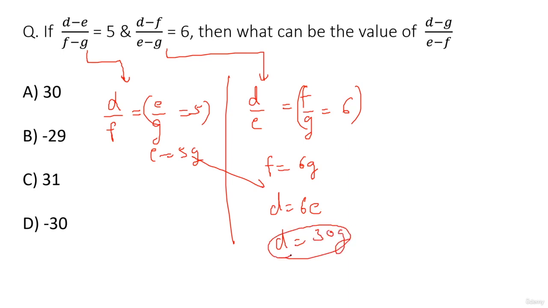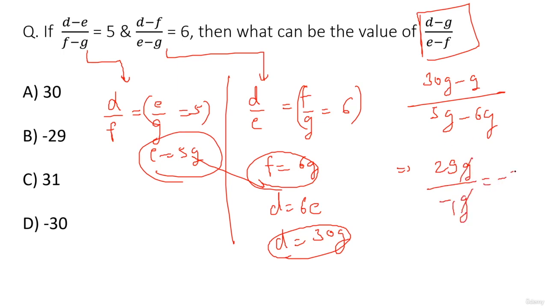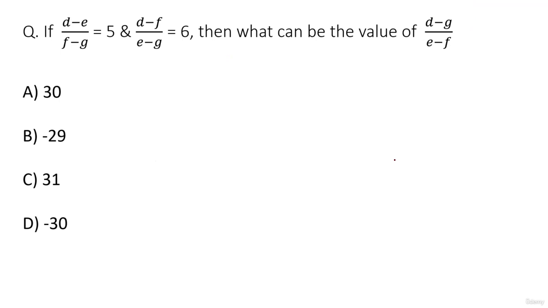So substitute d equals 30g, f equals 6g, e equals 5g in this given expression, and you will have your answer. Let's see: 30g minus g upon 5g minus 6g. 30g minus g is 29g upon 5g minus 6g is minus 1g. G cancels, the answer is minus 29. That is one way to solve the question, guys.